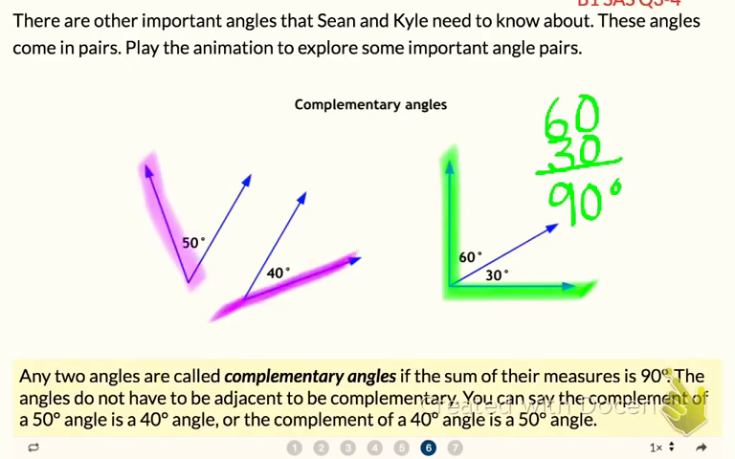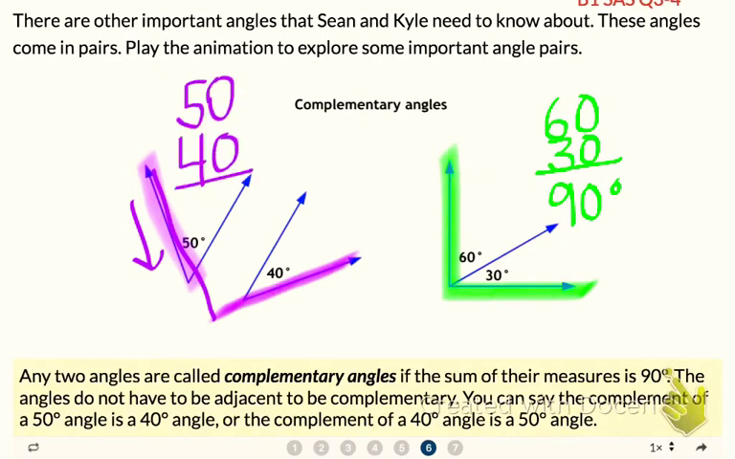And then when we look at this other pair, I tried to highlight it just so that you could see that if you were to slide this piece down, it would make a 90-degree angle anyways. But we could verify that mathematically by adding together the 50 and the 40. So 5 plus 4 is 9, so it's 90 degrees. So both of these are complementary angles.